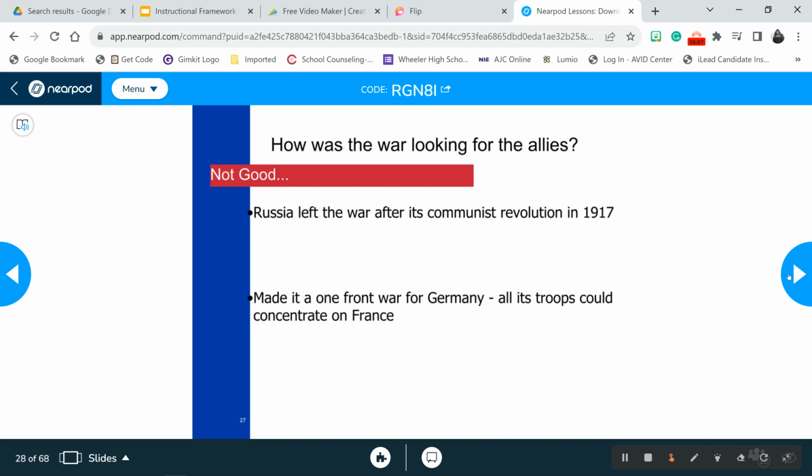All right. Russia left the war because of the communist revolution, and it basically made it a one-front war for Germany, so all the troops could do was concentrate on France, which was bad because that means you had no forward movement, okay? So it wasn't looking good for the Allies. Everybody got me on that? Once Russia pulled out, that's a big military. Does everybody follow?